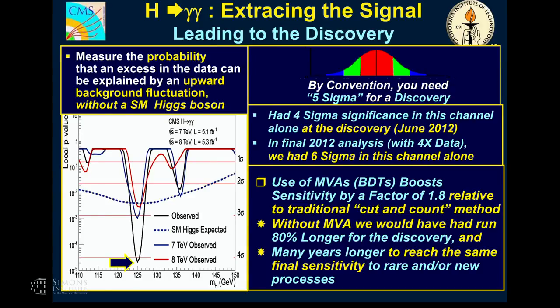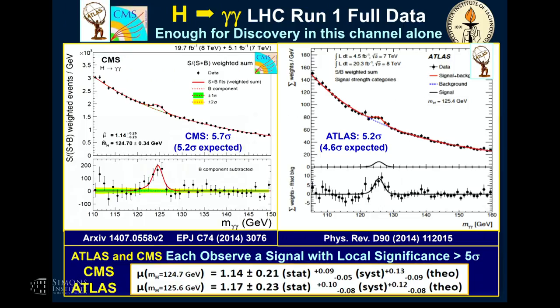By the time we finished the 2012 analysis, in the middle of a run, with about 4 times as much data, we had 6 standard deviations in this channel, and also in the other channel, which I'll say a bit about. About the use of these boosted decision trees, the net effect we saw was a boost in sensitivity by about a factor of 1.8. And we would have had to run about 80% longer for the discovery otherwise, which is many years longer in the long run. And for rare signatures, it's really crucial.